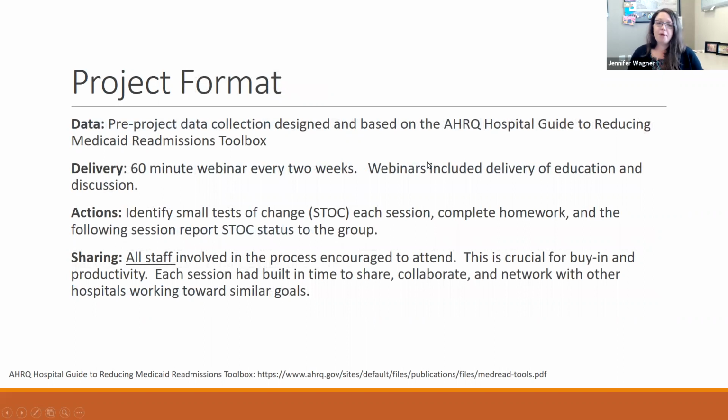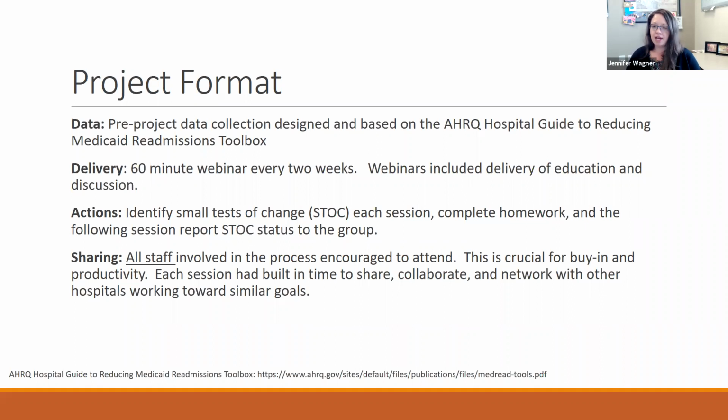The project was formatted with a pre-project data collection that was designed and based on the ARC Hospital Guide to Reducing Medicaid Readmissions Toolbox. We had 60-minute webinars every 2 weeks that included delivery of specific education and discussion. And after each webinar, we asked the hospitals to identify a small test of change that they could take and implement in the next 2 weeks, and then report back that to us. So we had that accountability built in.